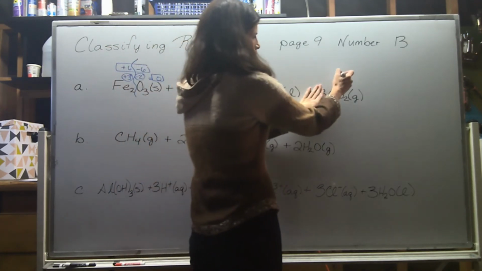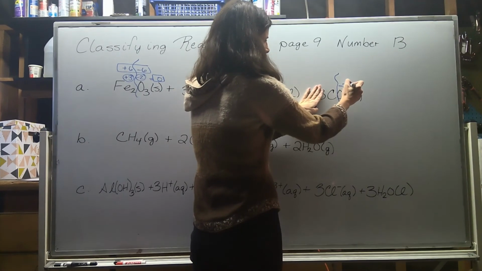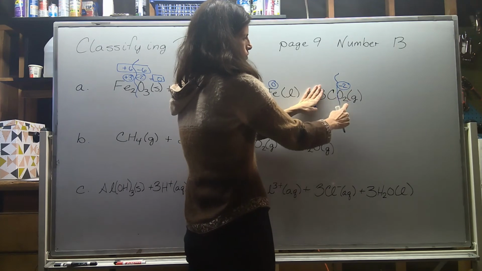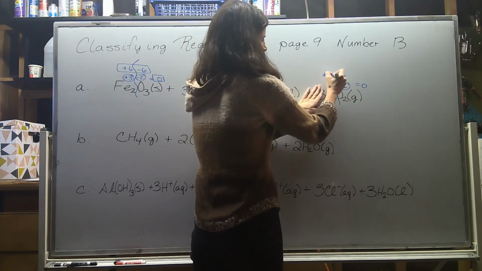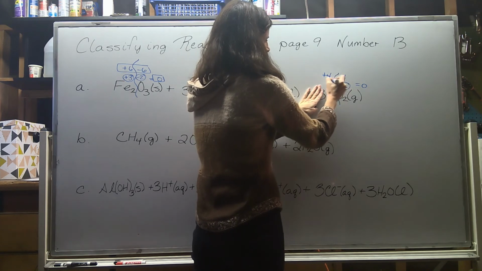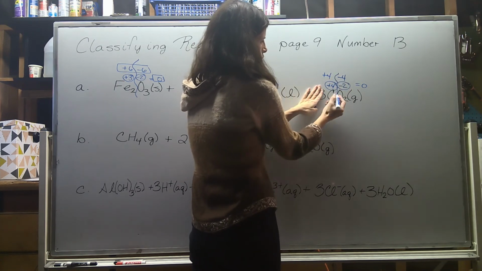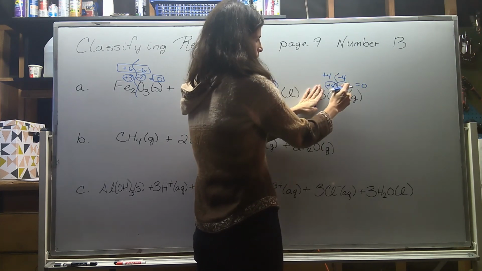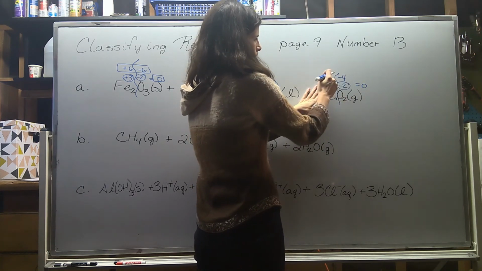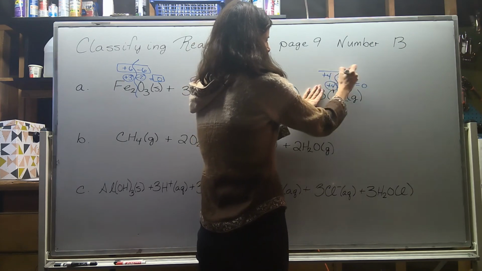Ignoring the coefficients on the carbon dioxide, I'm going to do a -2 on the oxygen. -2 times 2 is -4. I need a +4 on this side, and there's just one carbon, so I'll do a +4. So 1 times +4 is +4. 2 times -2 is -4. +4 and -4 add up to 0.